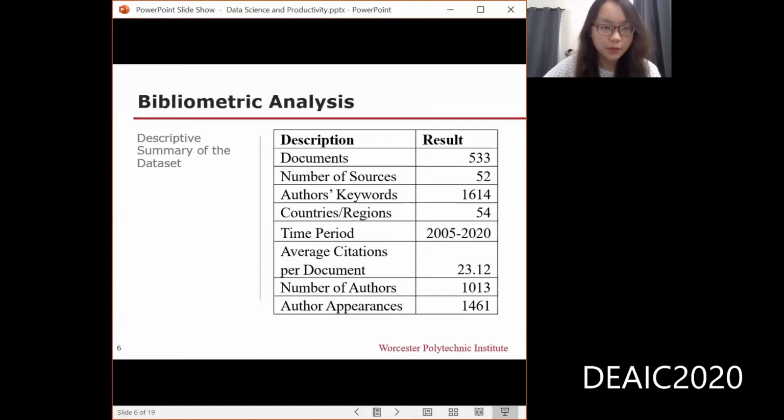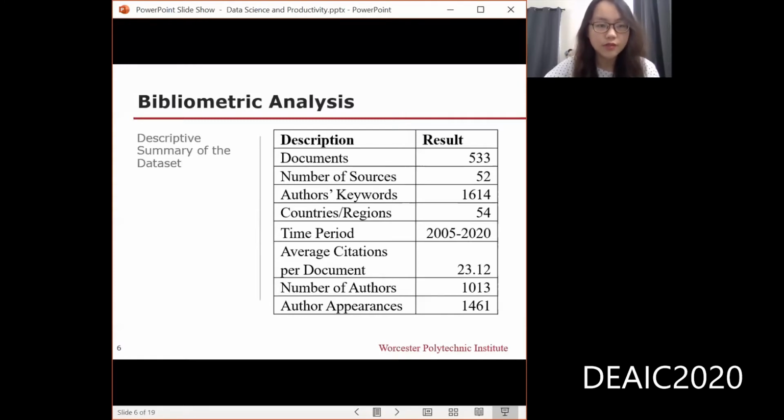Next, for the bibliometric analysis, we present a table for the descriptive summary of the dataset. After the screening process, we ended up with 533 documents, coming from 52 different sources. There are 1,614 different authors' keywords. The articles came from 54 different countries or regions. The time period covered in the study is from 2005 to 2020.